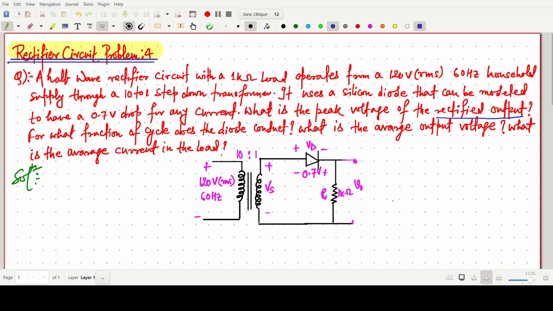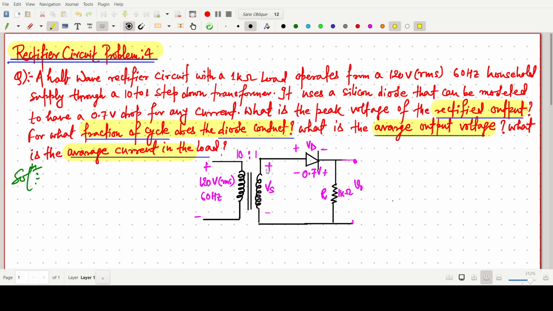We have to find the peak voltage of the rectifier output, the fraction of the cycle that the diode conducts, and what is the average output voltage and the average current in the load. These four things we have to find. First the rectified output, second the fraction of the cycle the diode conducts, and the average output voltage and the average current in the load. Okay, so four things.